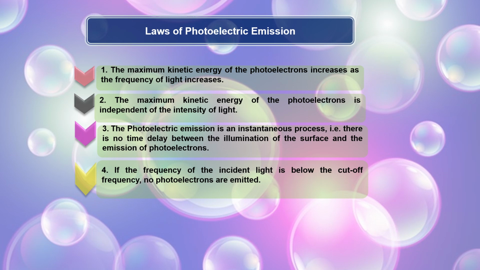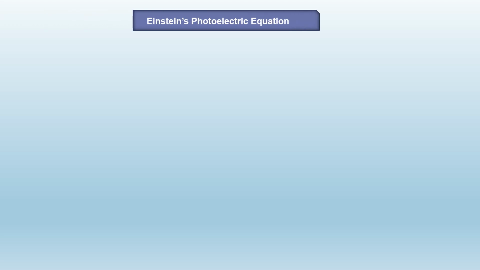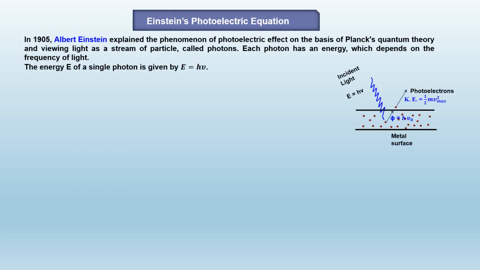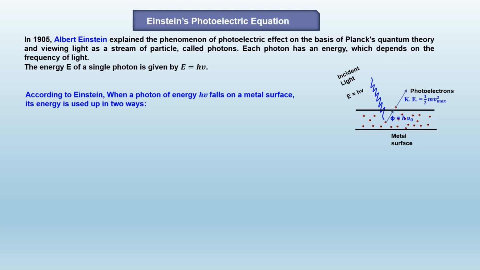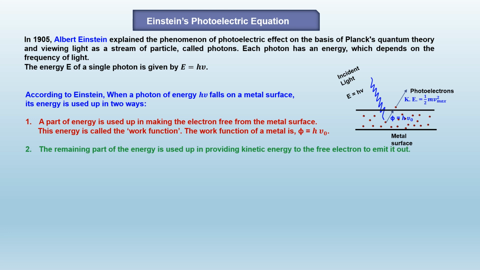Since classical wave theory of light could not explain all these experimental results, in 1905, Einstein explained the phenomena of photoelectric effect using Planck's quantum theory. According to Einstein, the incident light consists of a stream of particles having energy h nu called photons, and each individual photon interacts with an individual electron.